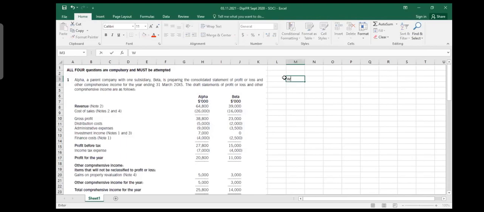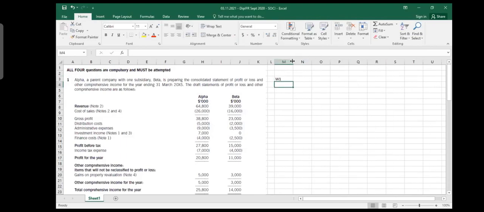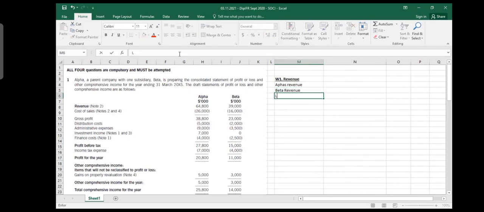So working number 1, actually I should make this one a little smaller. This is slightly bigger, this one even bigger, so that we can show our workings here, and the final numbers will be here. So working 1 should always be for revenue. I can put it like this: Alpha's revenue, and Beta's revenue, and I would say, less intragroup revenue.